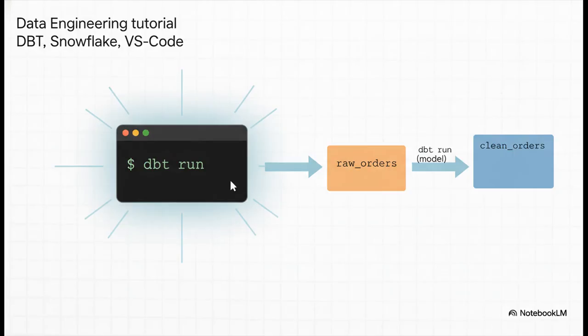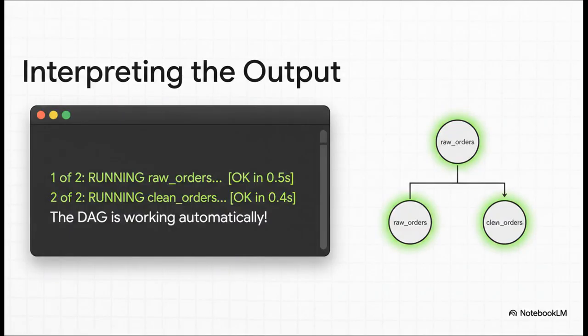And now for my favorite part. To build this entire pipeline with all its dependencies, we just go to our terminal and type one thing, dbt run. That's it. One command to rule them all. So let's break down what the terminal is telling us here. Look at the order. It says 1 of 2 start raw_orders. It builds that one first. Then, and only after that one is okay, does it move on to 2 of 2 start clean_orders. You're literally watching the DAG in action.